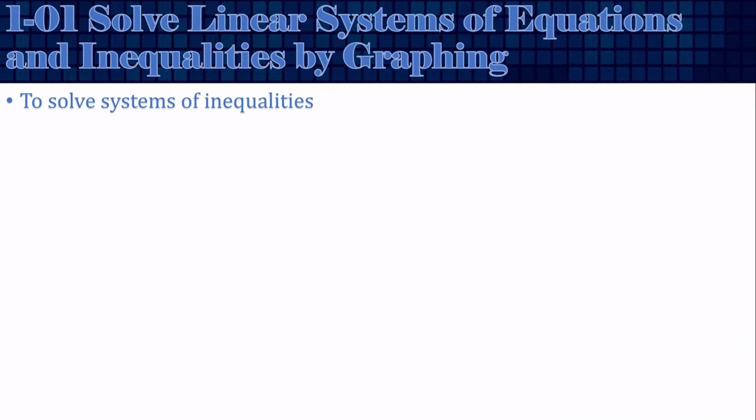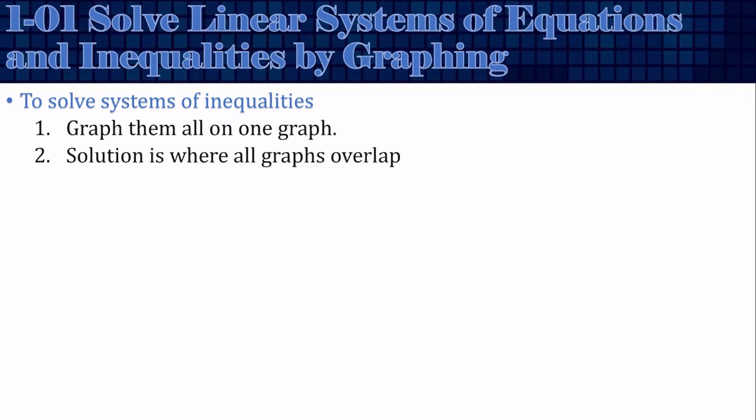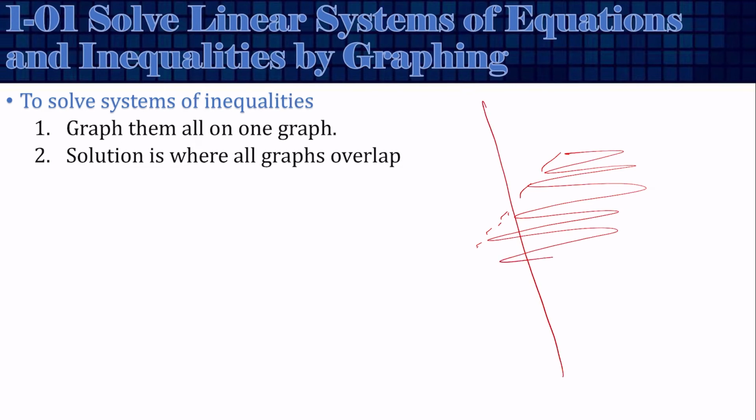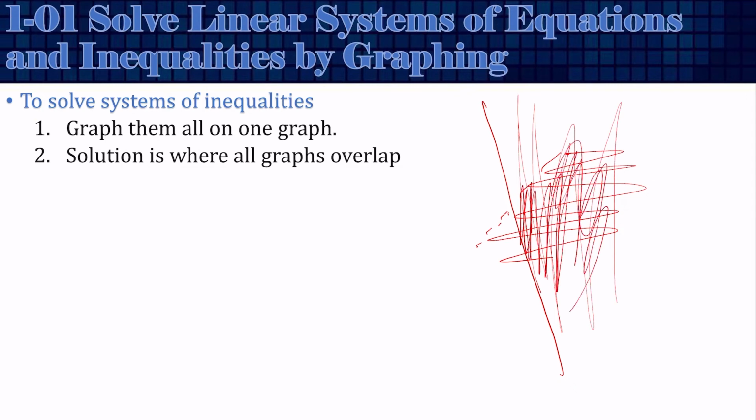To solve a system of inequalities, you're going to do the same thing, graph them all in one graph, but remember with inequalities we have to do shading. So the solution is where the graphs overlap, so maybe you'll have one that's like this and one that's like that. Well, the answer will be where they overlap, or the shadings all overlap. See better when we do an example.